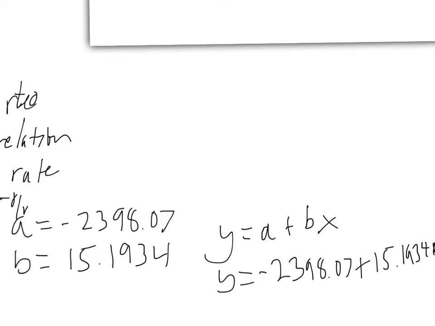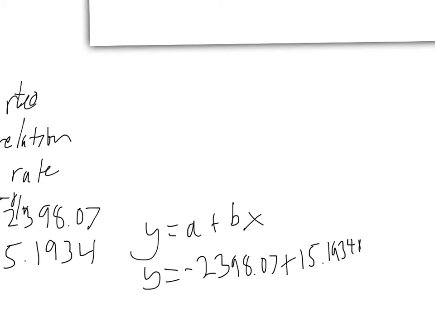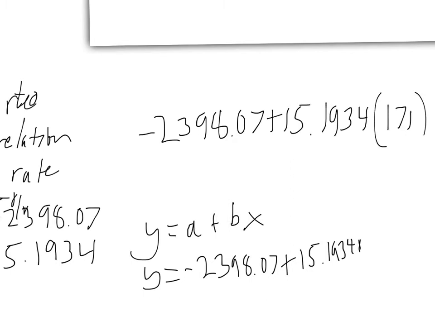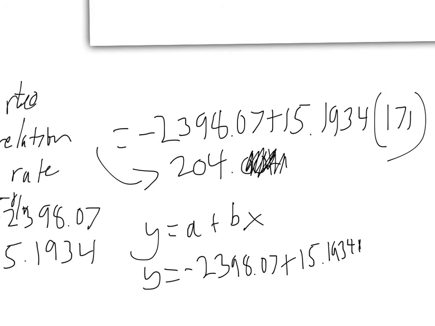So check out that. -2398.07 plus 15.1934 times 171, and that is going to equal 204.001. So that means that out of 100,000 people, it's safe to say that, or the line says that, 204 of them, 204 people will die due to CHD. So, yep, that's my problem.